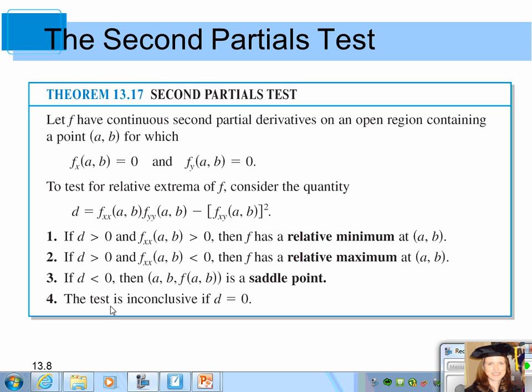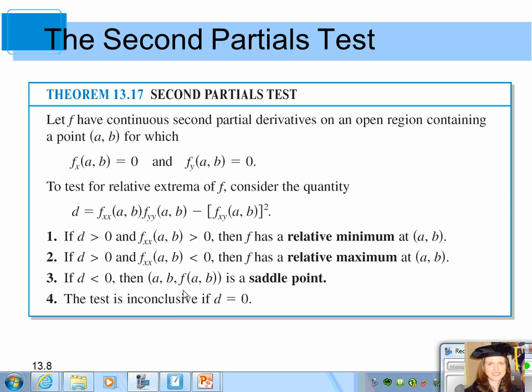Now, if for some reason when you evaluate it, you get D equals 0, the test is inconclusive. That means you cannot determine if there's a relative max or min simply by plugging it in. You would have to use other approaches to finding if indeed it's a relative max or min, using technology to graph it or knowing basics about the equation.